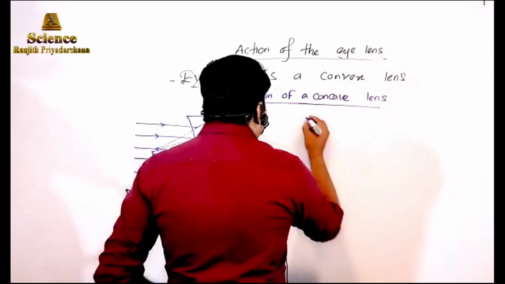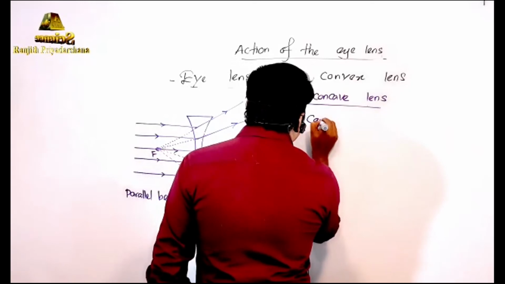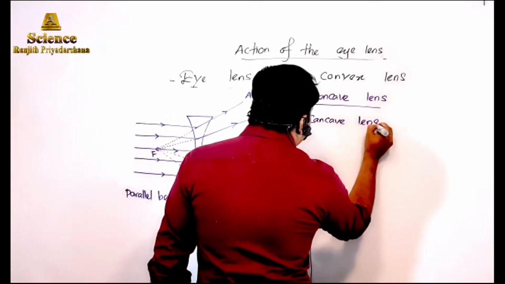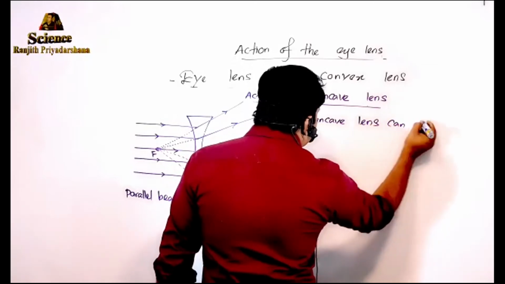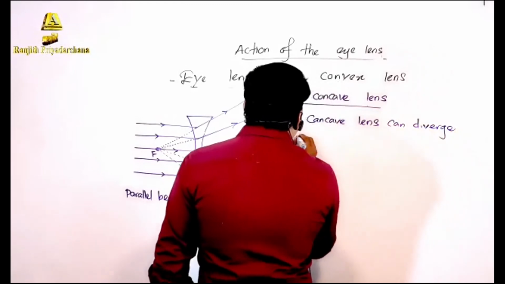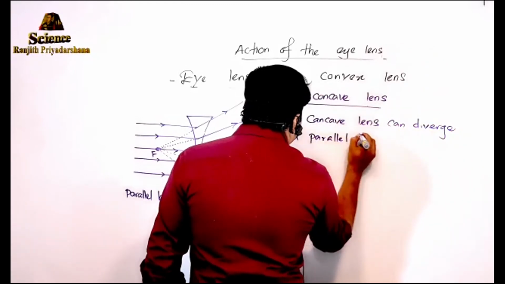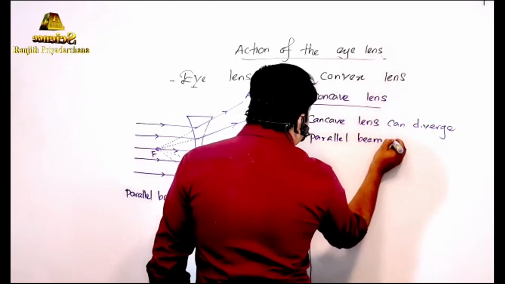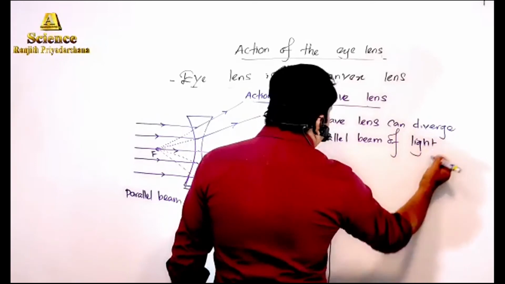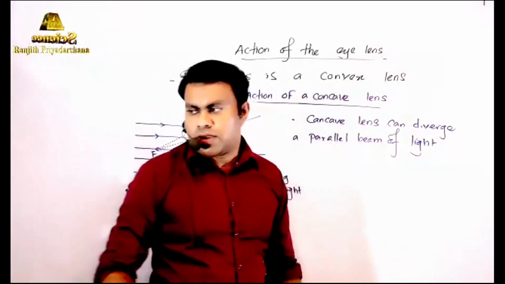Yes, let's write that. A concave lens can diverge a parallel beam of light. Okay, now take it down. ලියාගන්න බලන්න.